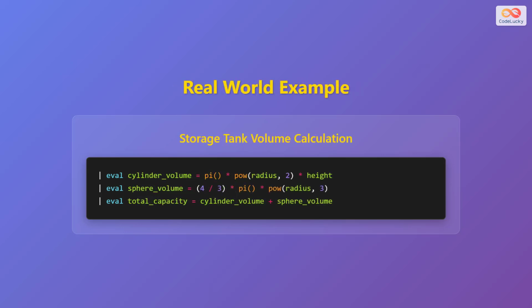Let's explore a real-world application calculating storage tank volumes. For a cylindrical tank, we use pi times radius squared times height. For a spherical component, we calculate 4/3 times pi times radius cubed using the power function. Finally, we add both volumes to get the total capacity. This example shows how the Pi command enables complex engineering calculations directly within Splunk, making it valuable for industrial data analysis and capacity planning.